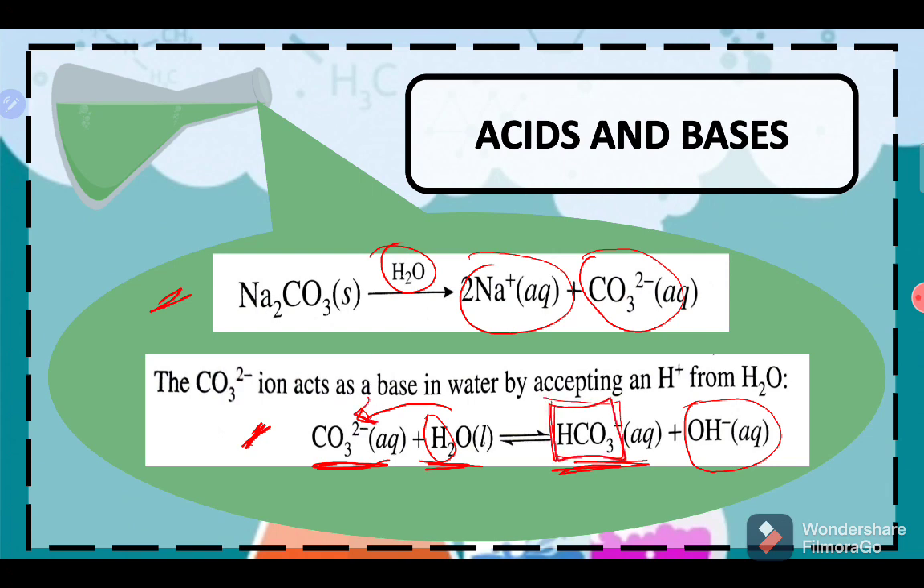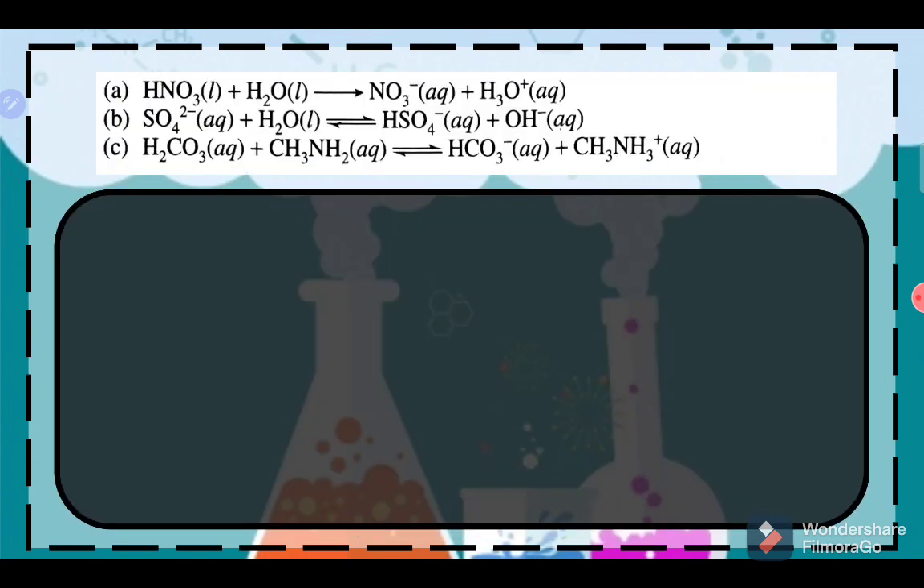Okay? So the H of H2O is donated to CO3 to create HCO3-. So in this reaction, CO3 acts as a base because it accepts the hydrogen ion given by water, which is now considered as an acid. Okay? Next, we can have another example based on Bronsted-Lowry theory.